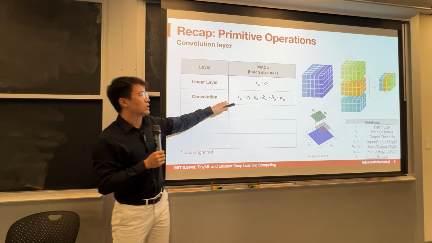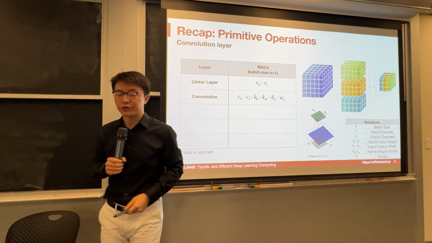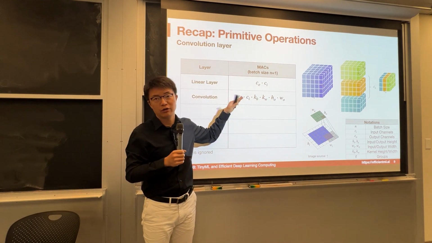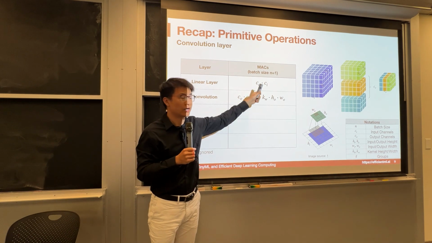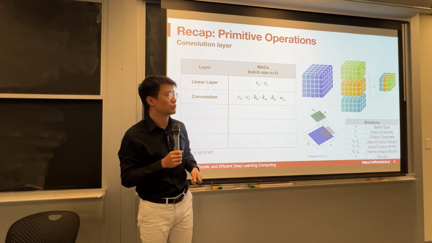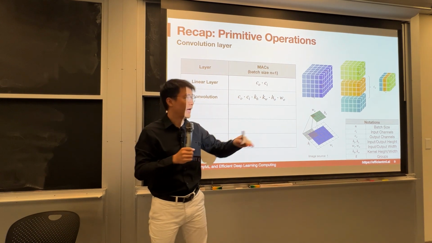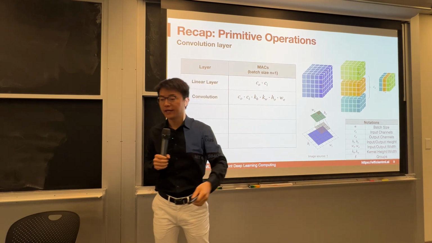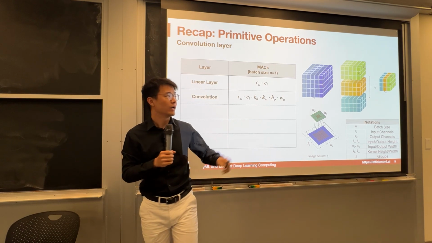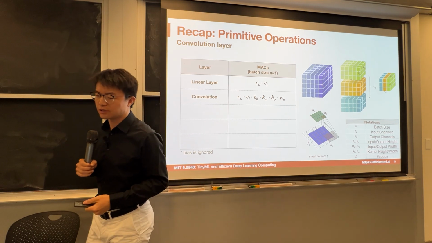So we can recap the number of MACs in the convolution layer, which is equal to the input and output channel multiplied together, same as here. But now we have the H and W dimensions for 2D conv. So we have the H and W for the kernel, and also the H and W for the activation. So this is a multiplication of 6 terms together.